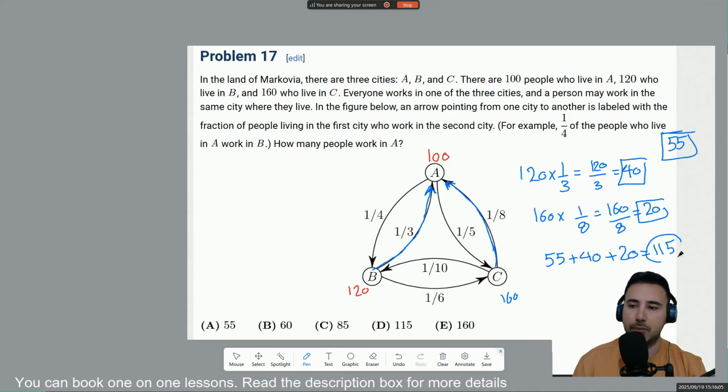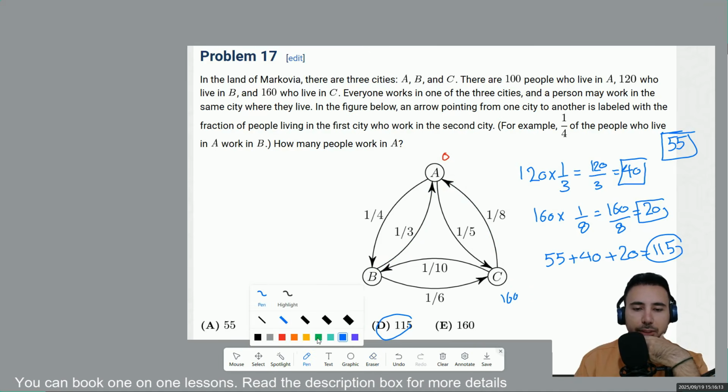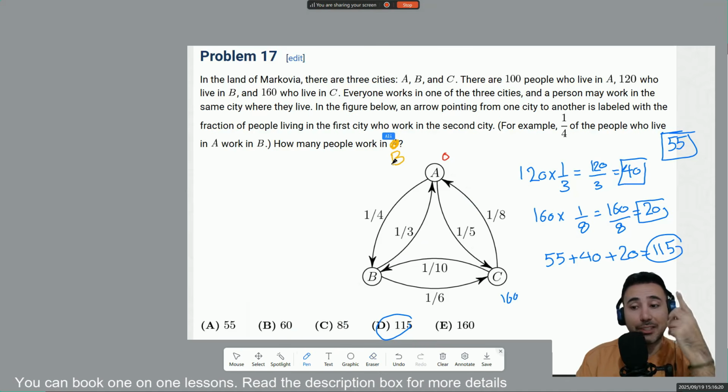That's it. So let me give you one question to do. Just tell me the number of people, the same question, but instead of A, make it B. That's one question that I give you. Find the number of people who work in B. And I have another question here. What is the sum of people who work in A, B, and C?